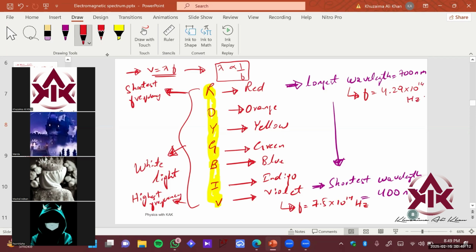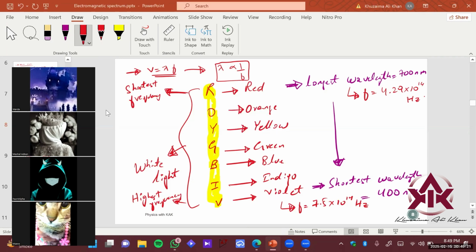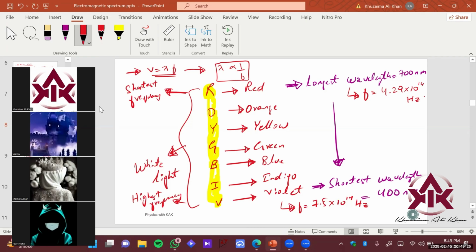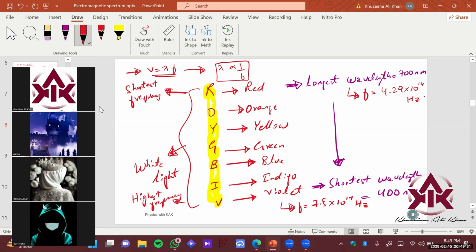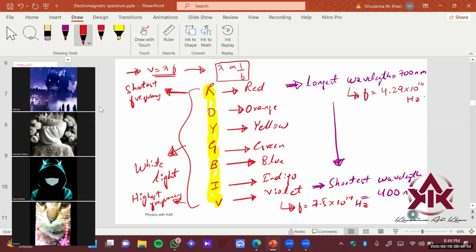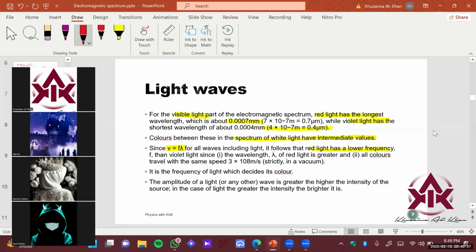Okay, so if visible light is clear, give me a thumbs up. If this part of the spectrum is clear, give me a thumbs up. Okay, it's clear to Hamza. Okay, Mashal, that's good. What about Varda and Maeve? Is it clear? Okay, it's clear to Maeve. I'm waiting for Varda. Varda, any questions? Okay, I guess she's having some internet issues.